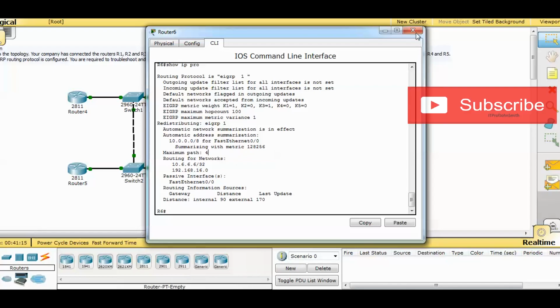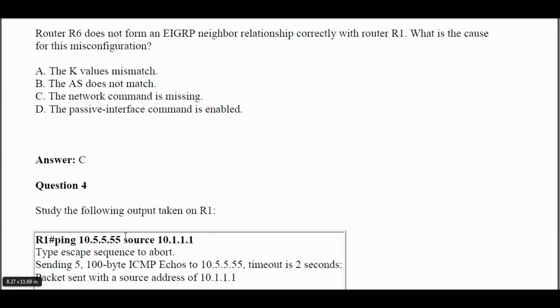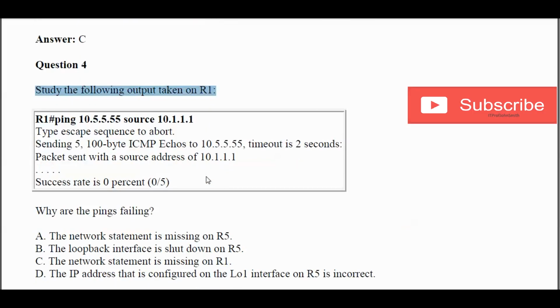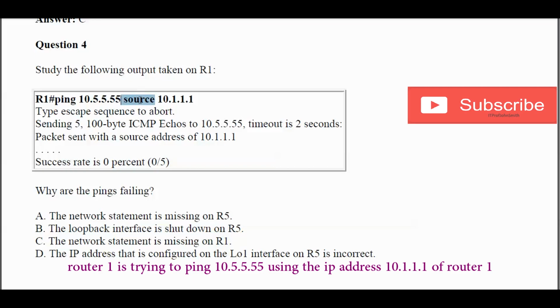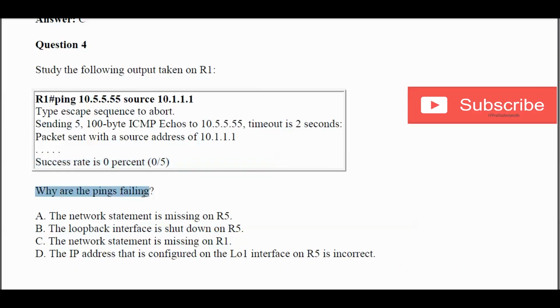So now let's go to question number 4. Study the following output taken on router 1. So we are given a scenario. Router 1 is trying to ping 10.5.5.5 using the 10.1.1.1 IP address of router 1. It says the ping is not successful. Why is the ping failing?